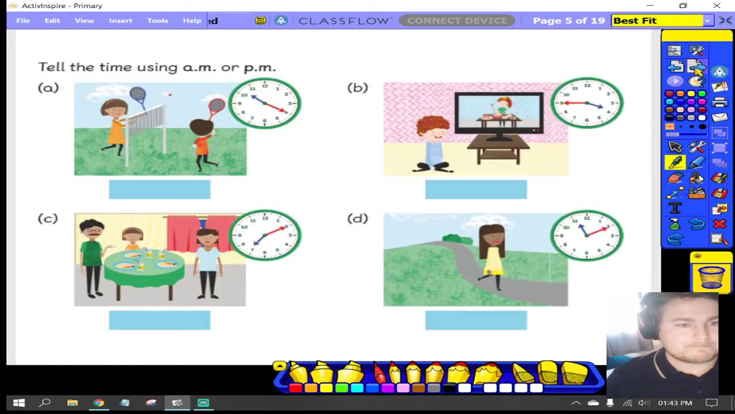Let's move on. Tell the time using AM or PM. Okay, this is what we mean. We'll do this one together. Oh, they're playing badminton. I love badminton. It looks like a nice sunny day as well. Okay, let's have a look at this clock here.